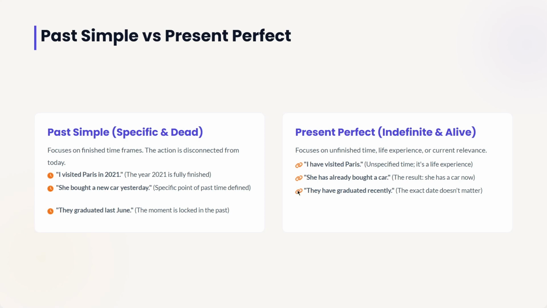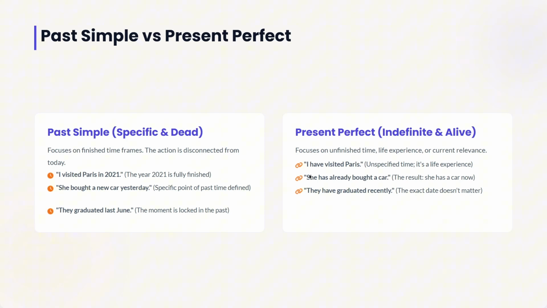Now, look at this sentence. I have visited Paris. This time we don't mention when it happened. We simply tell about a life experience. That's the quick key difference. Past simple focuses on a specific time in the past. For example, she bought a new car yesterday. A specific point of past time, definite. Or, they graduated last June. The moment is locked in the past.